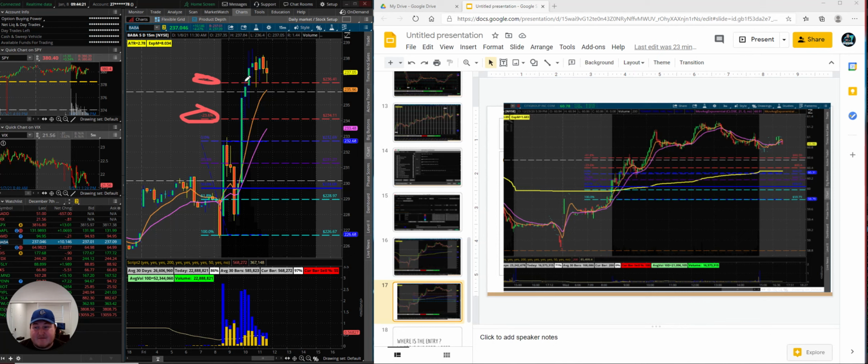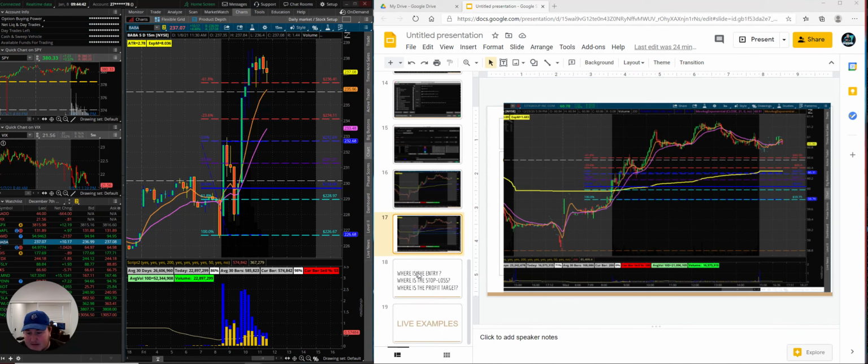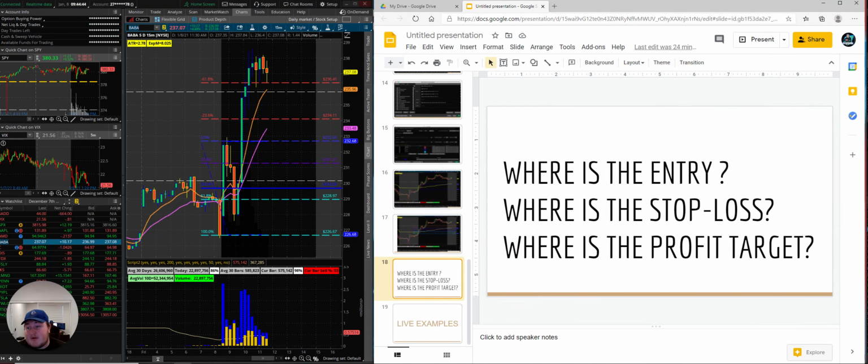And if you can look on the 15-minute, it rejected perfectly off this 236.50 level. BABA had a lot of catalysts today. That's why we saw a spike in volume here. But it's a whole system. And what I'm trying to tell you guys is you can really use this to your advantage across the board. So the most common questions are, where's the entry, where's the stop loss, and where's the profit target?